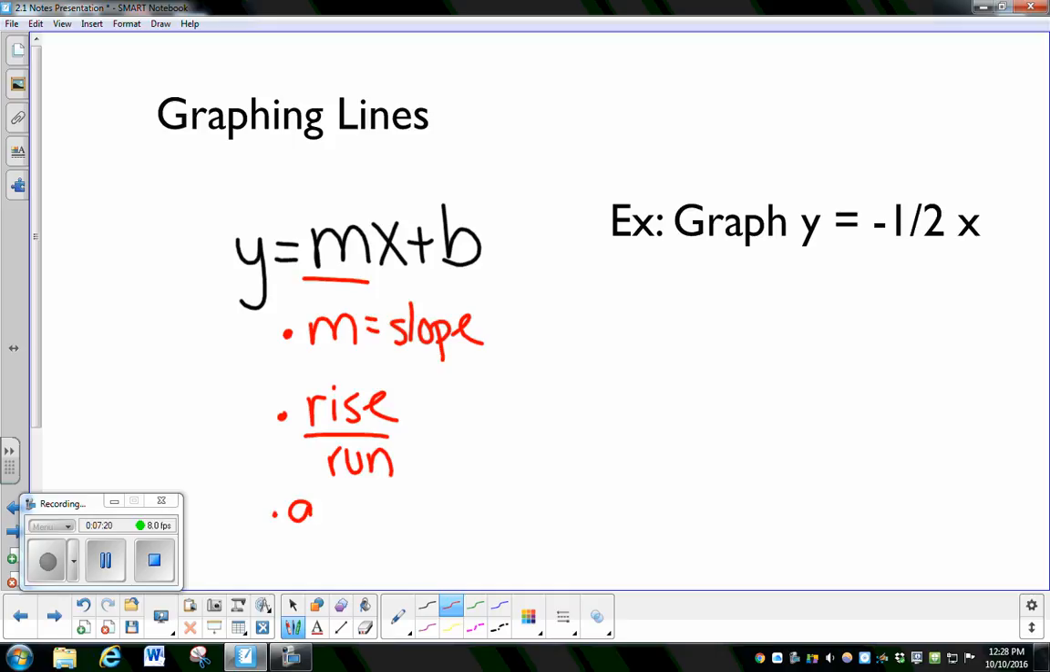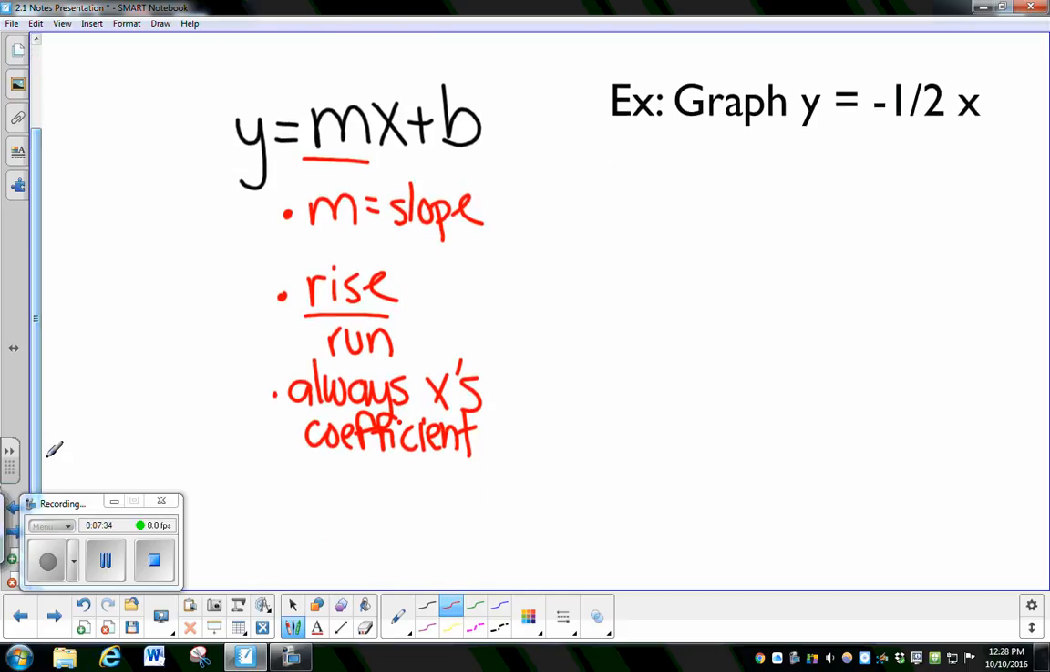The m is always x's coefficient. So it's always the number right next to x. That's always your slope. Now your slope can be one of 4 different things. Your slope might show the line going up as you go from left to right. That's a positive slope. It might be going down as you go left to right. That's a negative slope. It might be going straight across. That's a 0 slope. And it might be going straight up and down. We call that slope undefined.